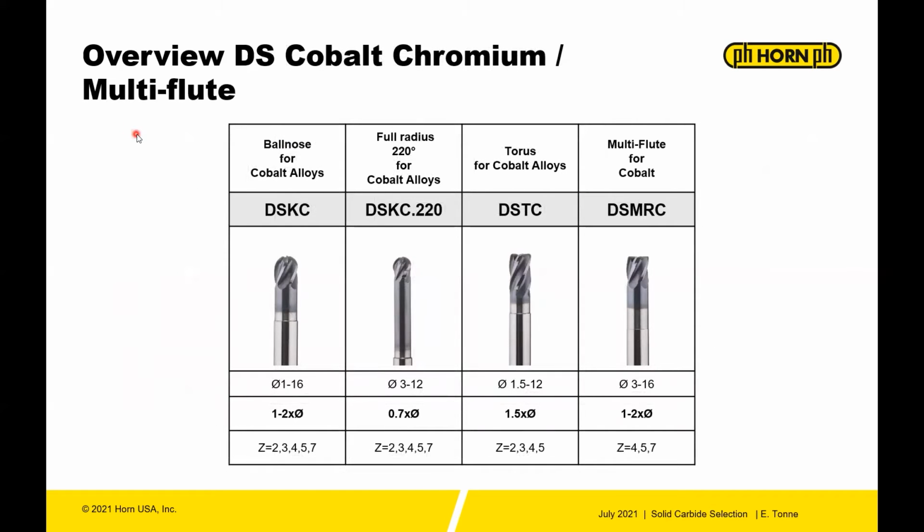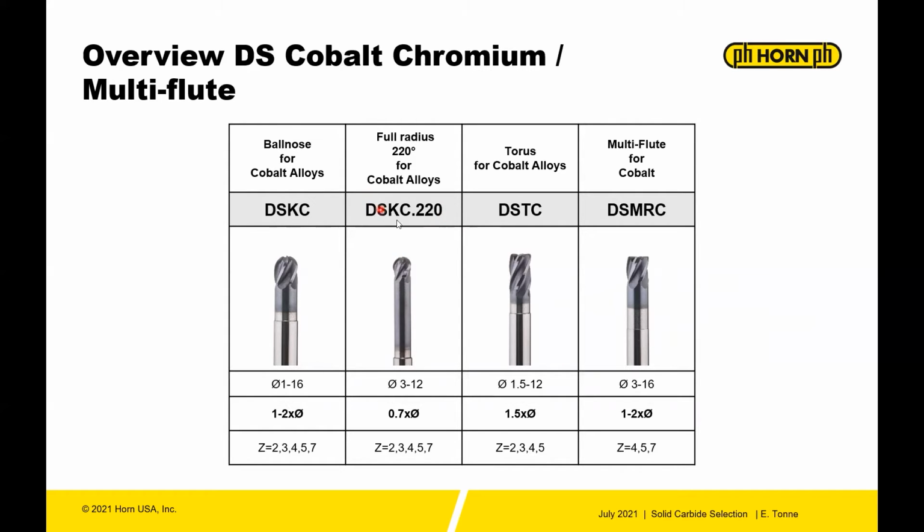In addition to higher strength alloys and heat treated alloys, we also cover cobalt alloys. So your cobalt alloys like ASTM F75 that you would find in a medical application. You find cobalt also in aerospace for heat resistant parts. So we have a ball nose for that. That's a DSKC. You also have a lot of 5-axis work in that sort of market segment.